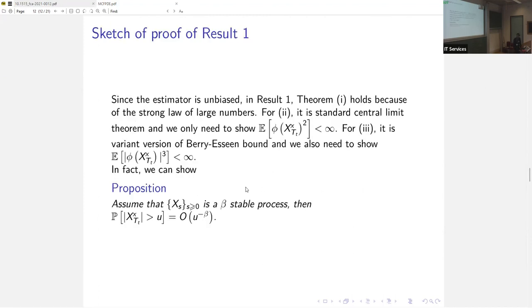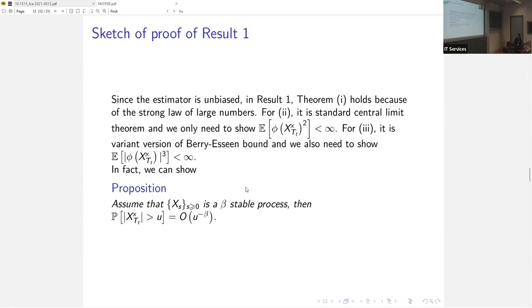Okay, as we mentioned, the estimator is unbiased. So the idea to prove these theorems is straightforward. Theorem 1 follows from the strong law of large numbers. Theorem 2 is the standard central limit theorem. And theorem 3 is the Berry-Esseen bound.